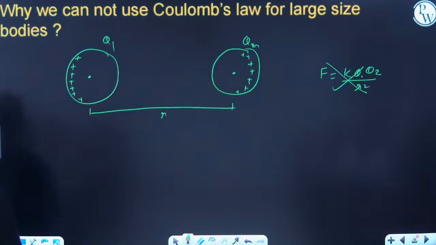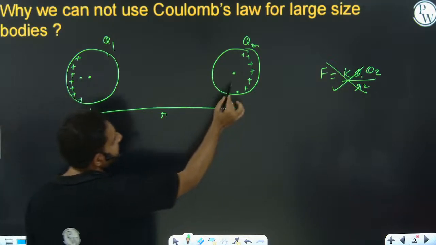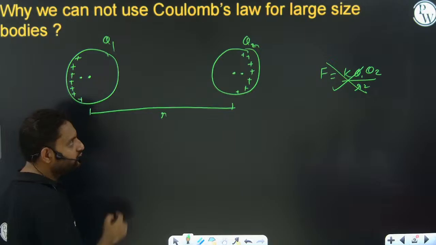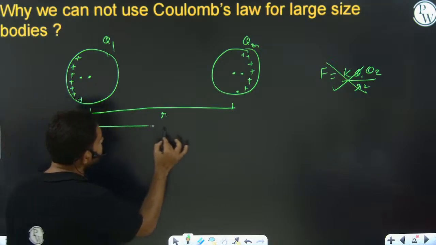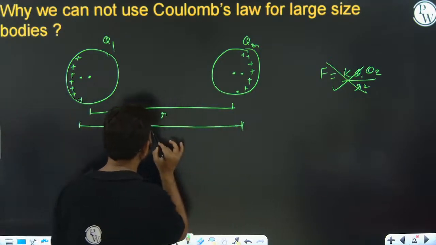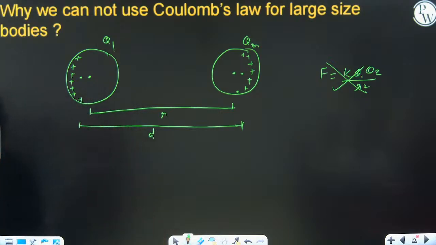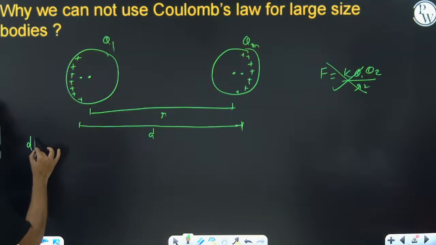So now what is happening? The center of charge has shifted. The charge is not uniformly distributed, so we cannot assume that it is concentrated at the center, because it is more on one side, less on the other side. So the center of charge has shifted to this point, and here also the center of charge has shifted to this point. So basically the net distance has increased. It has become d, not r. And here this d is greater than r.